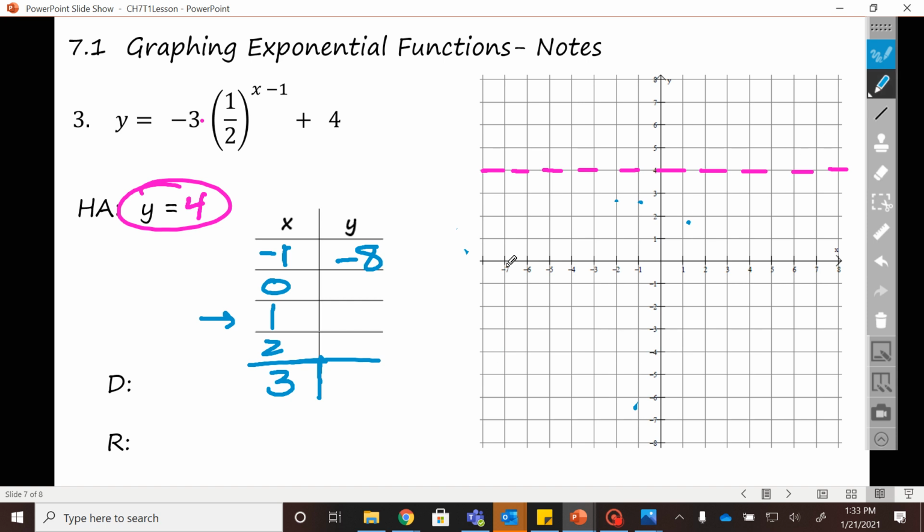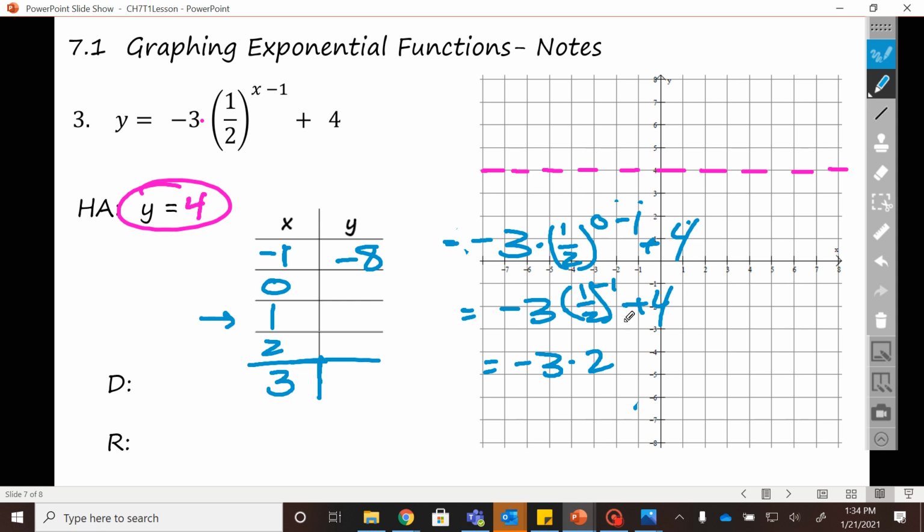All right, next we will plug in 0. So negative 3 times 1/2 to the 0 minus 1 plus 4. Negative 3 times 1/2 to the negative 1 plus 4. 1/2 to the negative 1 is, oops, forgot my parentheses, which is 2. That's negative 6 plus 4, which is negative 2.